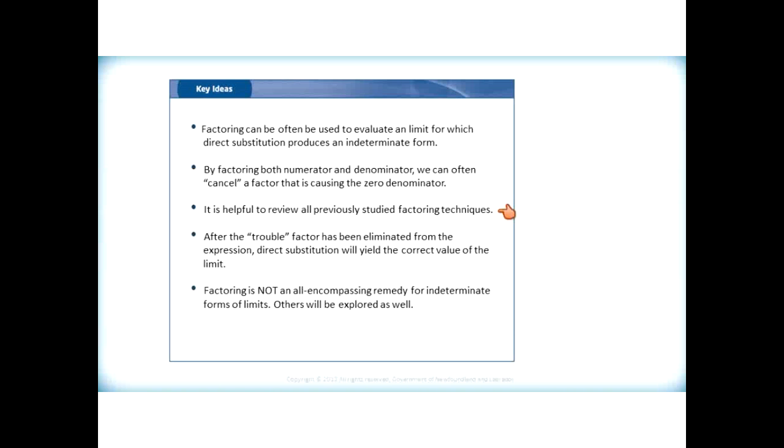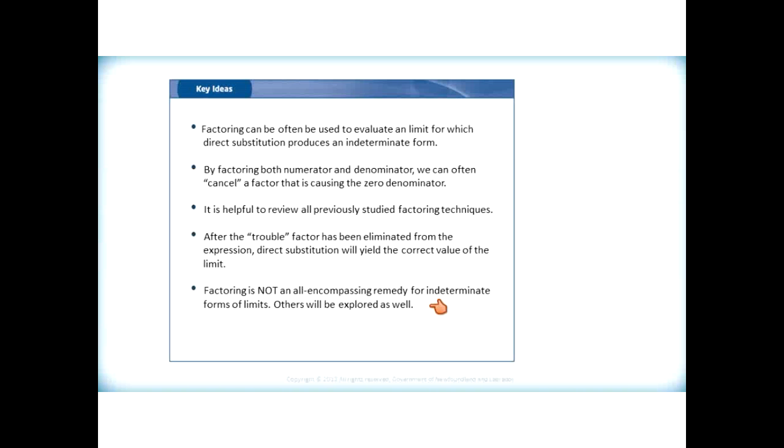We saw just about all of them in this section here, so be careful with those specialized ones, especially for cubics, and things like if you need to factor by decomposition, doing it that way. So make sure you're keen on your factoring. We've been doing it since grade 10, so hopefully it's not too bad. After the trouble factor has been eliminated from the expression, direct substitution will yield the correct value of the limit.